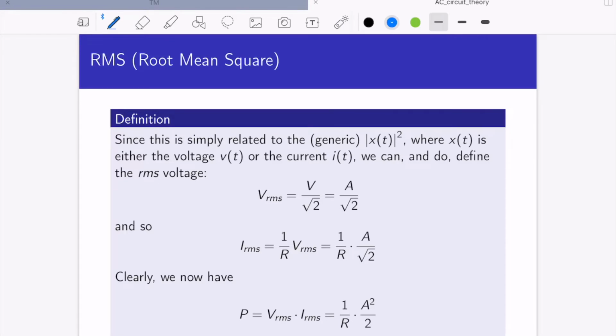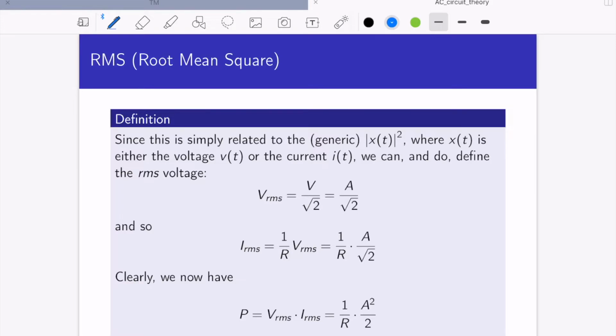From this, we can get our definition called root mean square, which is RMS. This is just a way to relate the generic magnitude of x of t squared, where x of t is either a voltage or a current. We can define the RMS voltage: V RMS will be equal to the magnitude of the voltage over the square root of 2, where the magnitude of the voltage is A. Similarly, we can write I RMS as 1 over R times V RMS, which gives us 1 over R times A, that same magnitude, over the square root of 2.